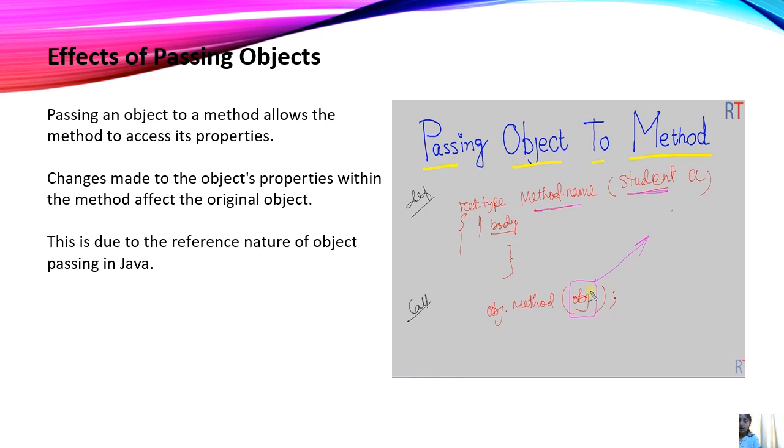Here let me discuss the effects of passing objects. Passing an object as a parameter to a method allows the method to access its properties. Changes made to the object's properties within the method affect the original object. This is due to the reference nature of object passing in Java.